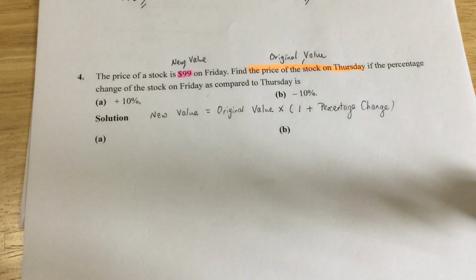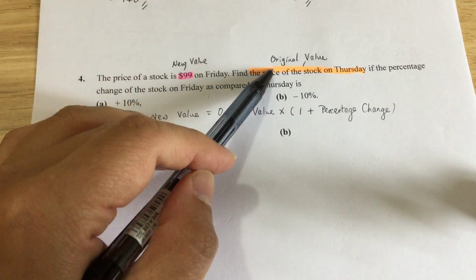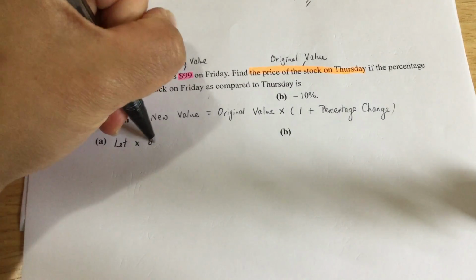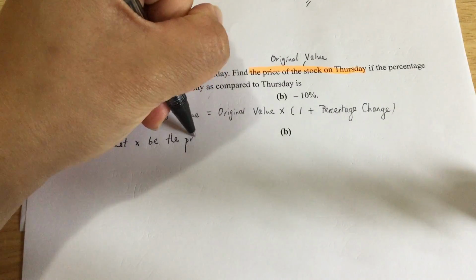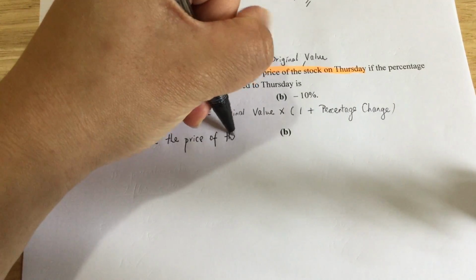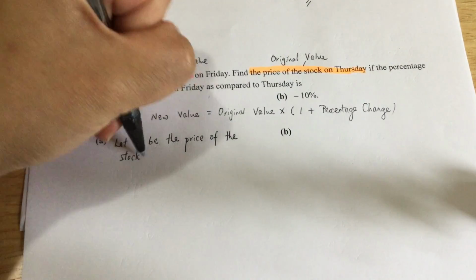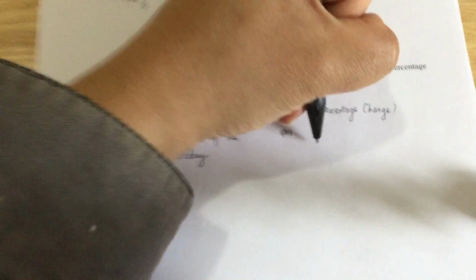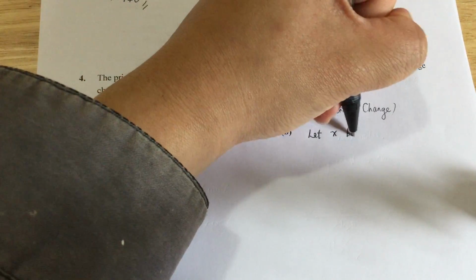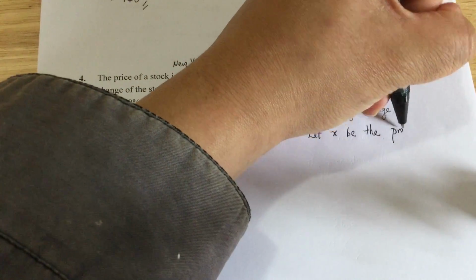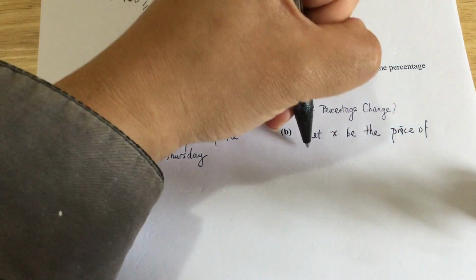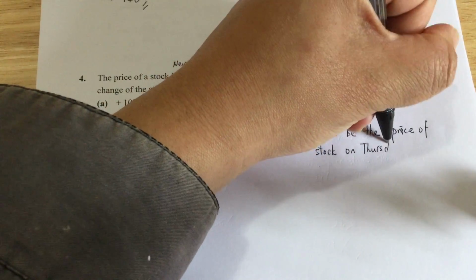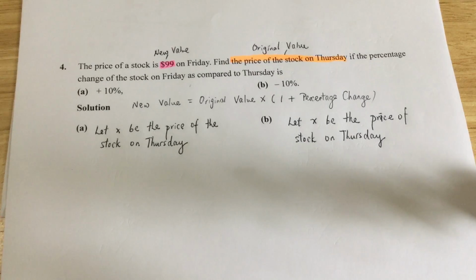So you can see these two things. Every time we find the original value, we must do something first. That is, let unknowns: let X be the price of the stock on Thursday. Once again, let X be the price of the stock on Thursday. We have the same thing for both of these.